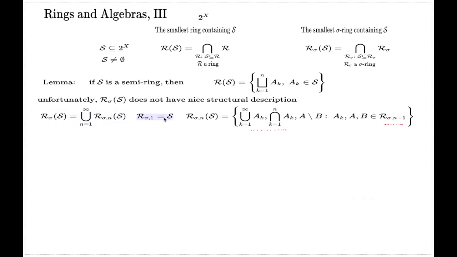It can be shown with the help of mathematical induction that by doing this construction, you will end up with a minimal sigma ring containing the given collection S. And your collection S does not need to be a semi-ring in this construction, unlike, for instance, this one. However, this structural description is far more complex than this nice one.